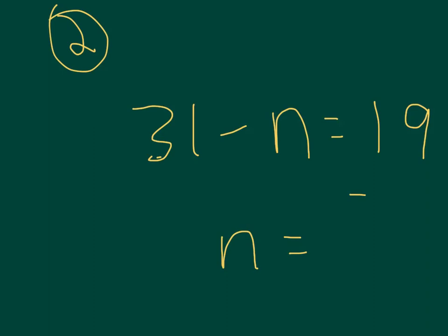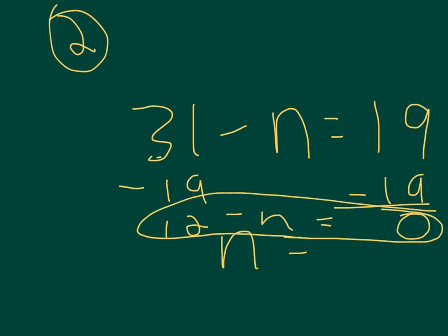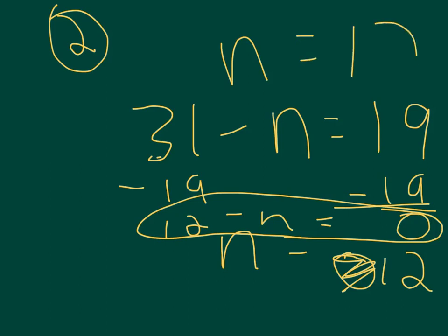So I can take 19 from this side, I can take 19 from this side. If I do that, I'm left with 0 over here, and I'm left with 12 over here. So 12 minus n is equal to 0. So then what does n have to equal? 12 minus 12 is equal to 0. So clearly n is equal to 12, not 0. Sorry about that, my mistake. Very good.